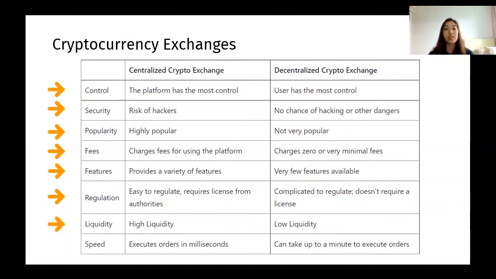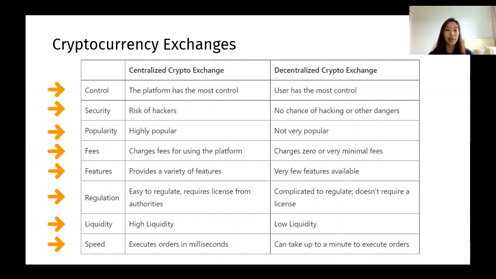And liquidity. So centralized crypto exchanges have more liquidity because multiple users make particular orders according to market trends. So if an asset is in demand, various users will purchase or sell it accordingly. Moreover, it has market makers who add further liquidity to the platform.